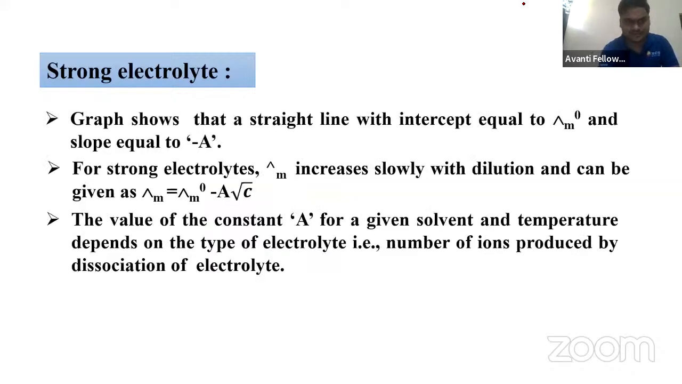So this thing we need to remember, right? Now, for the strong electrolyte, molar conductivity increases slowly with dilution and can be given as Λm = Λ°m − A√c, where the value of A for the given solvent and temperature depends upon the type of electrolyte, that is, the number of ions produced by the dissociation of the electrolyte. So this formula is very important and this is valid only for the strong electrolyte. Remember this thing better, right?